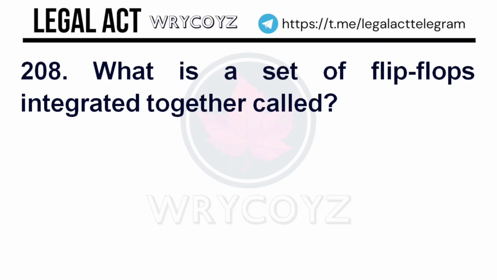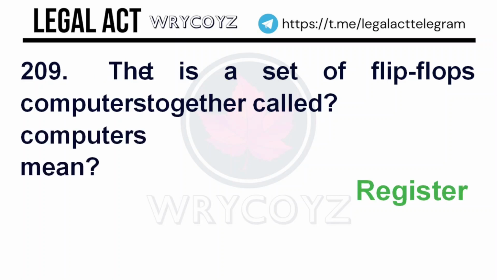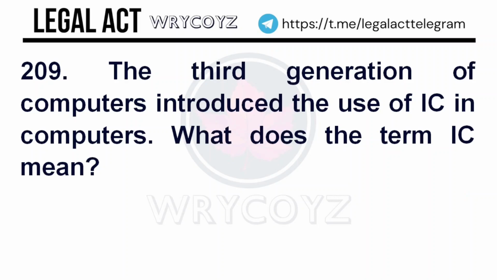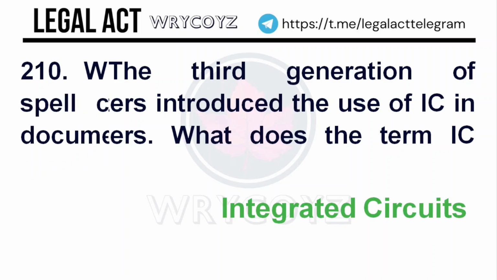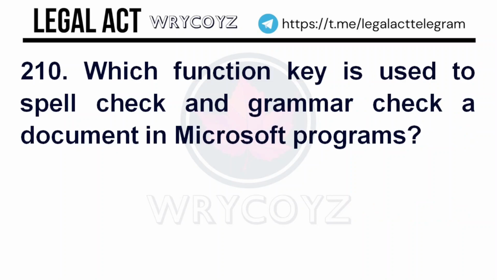208. What is the set of flip-flops integrated together called? The answer is register. 209. The third generation of computers introduced the use of IC in computers. What does the term IC mean? The answer is integrated circuits. 210. Which function key is used to spell check and grammar check a document in Microsoft programs? The answer is F7.